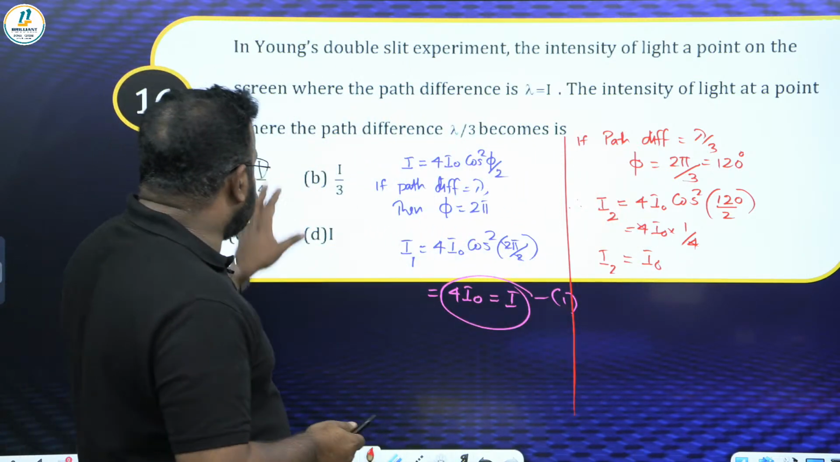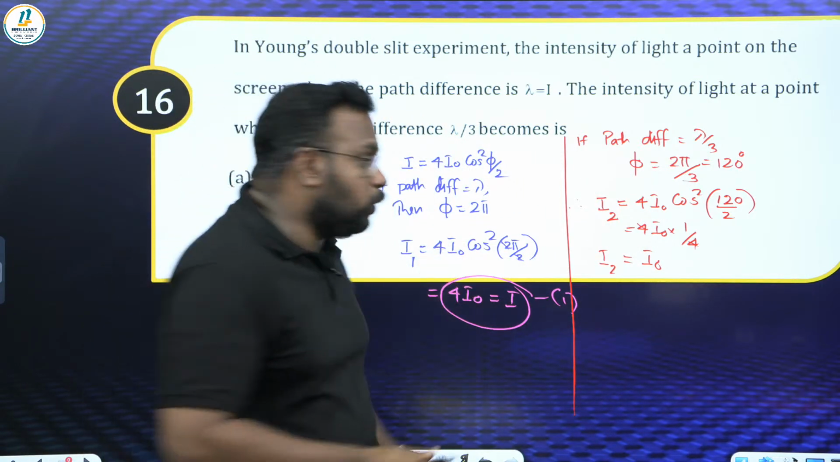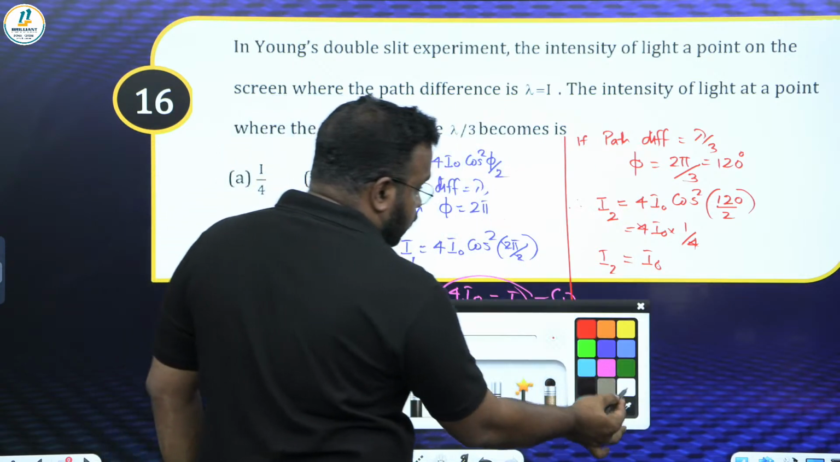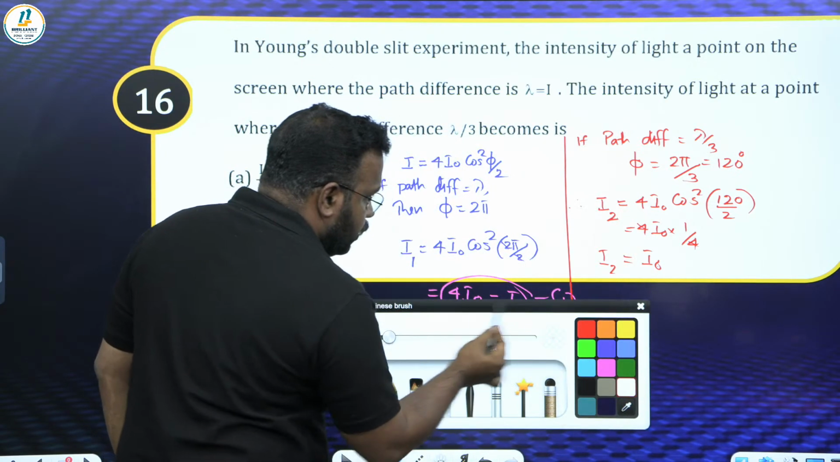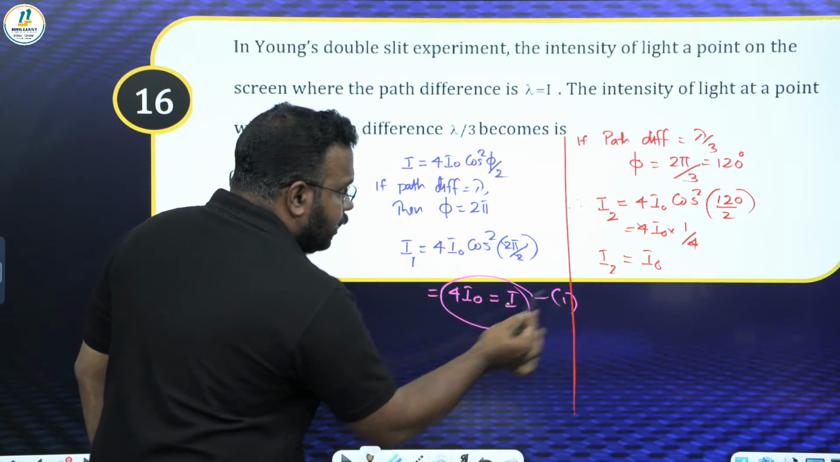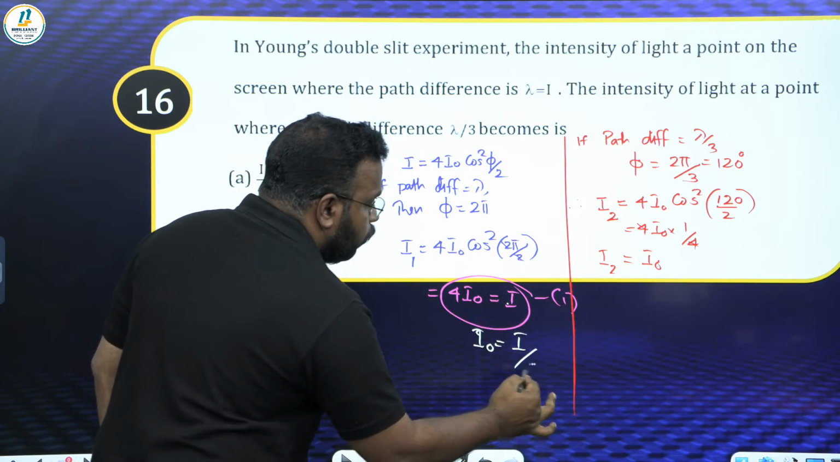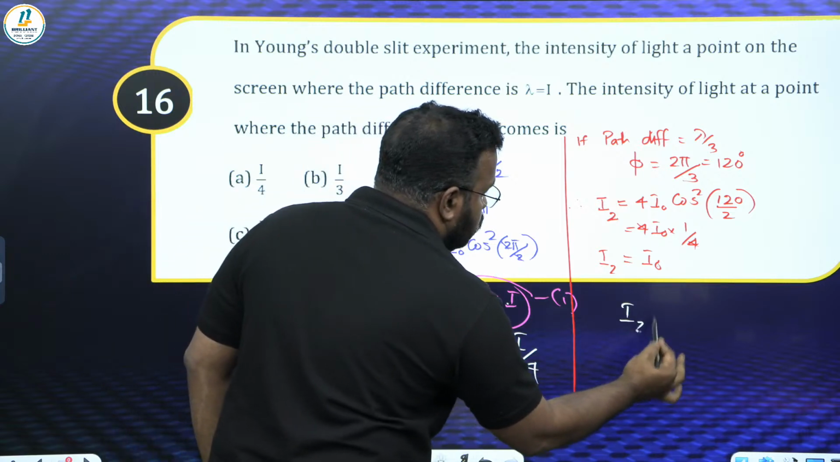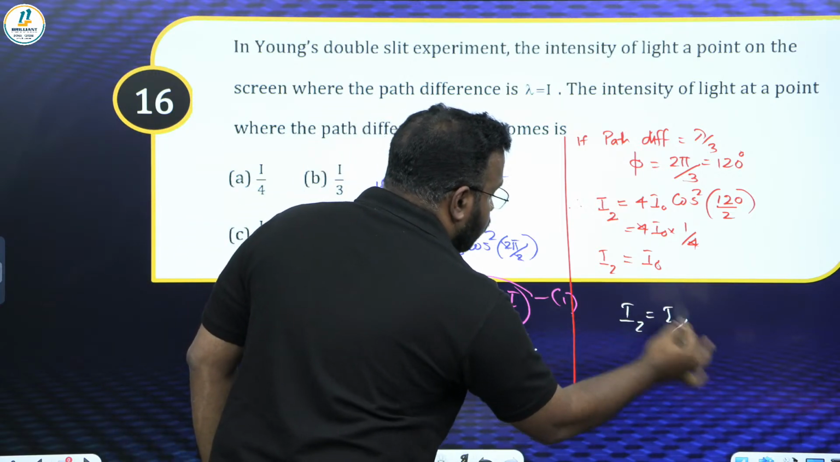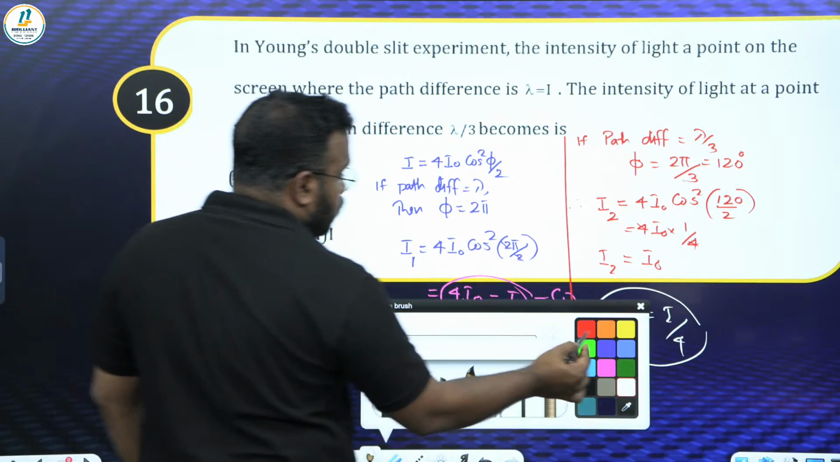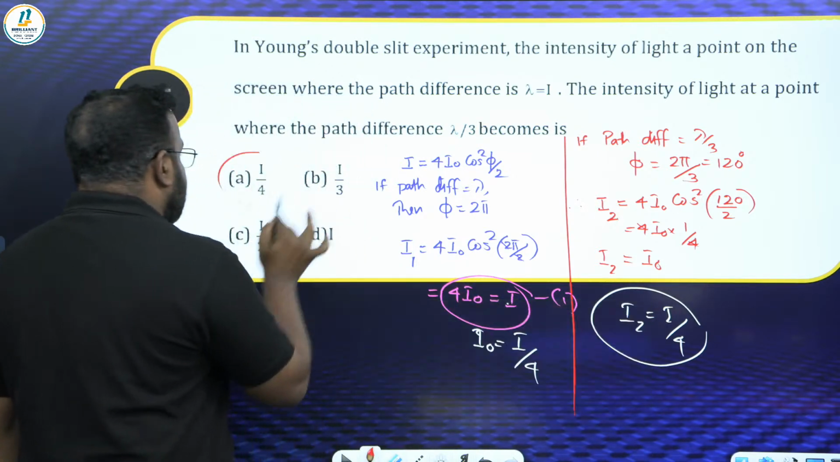But you can see in options everything is in terms of I. So we need this I naught in terms of I. For that you can check our first equation. 4 I naught is I, then I naught is equal to I by 4. So what is the answer for I2? I2 is equal to I by 4. Intensity becomes 1 by 4 times. It's option A. Option A is the right answer.